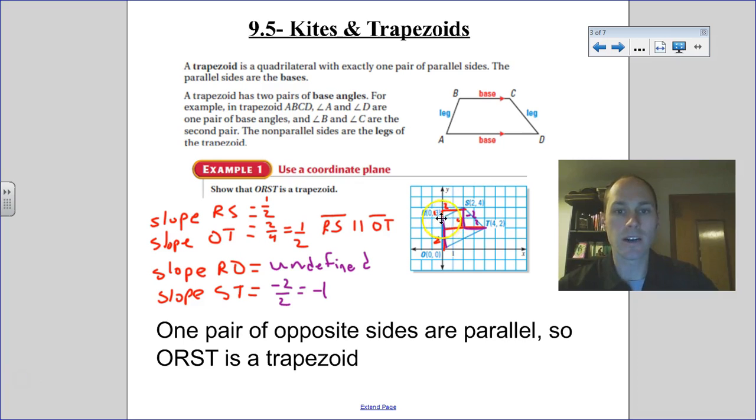Okay, so I did my calculations. RS is up 1 over 2. OT is up 2 over 4, which simplifies to a half. Slopes are the same, so the lines are parallel. RS is parallel to OT.